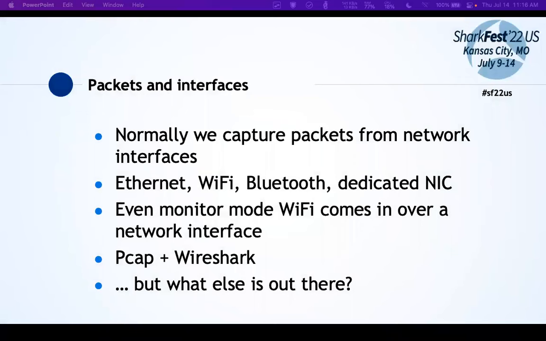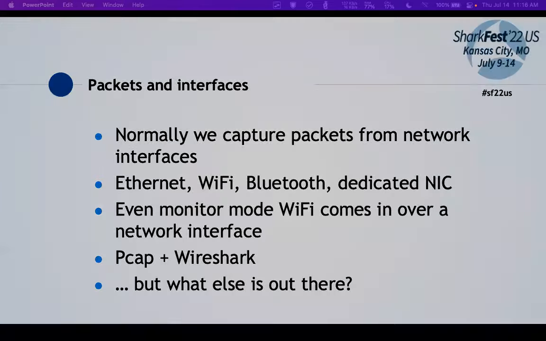So normally, packets will come in from a network interface, eth0, wlan0, whatever. Everyone should probably be familiar with that at this point. So you have a dedicated network interface for your Ethernet, for Bluetooth, for Wi-Fi. Even monitor mode comes in, it's just over Wi-Fi. It's got special radio headers on it, but it's still just coming in as a packet to the kernel. So you use PCAP, you use Wireshark, and you're great. But what else is out there in the air?